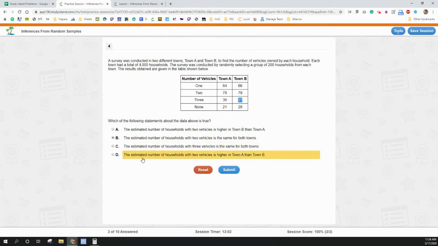And choice D, the estimated number of households with 2 vehicles is higher in town A than town B. And of course, they're the same number, so one is not higher than the other, and B is the correct answer.